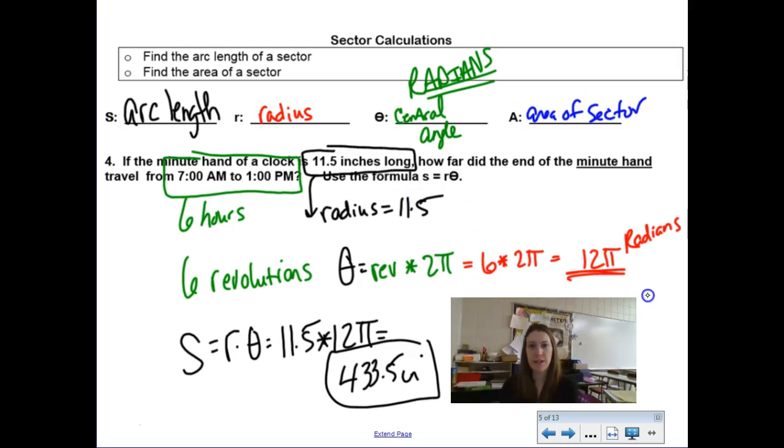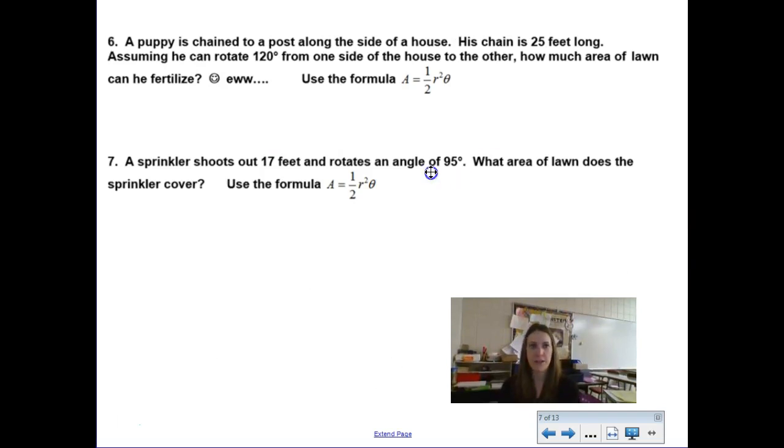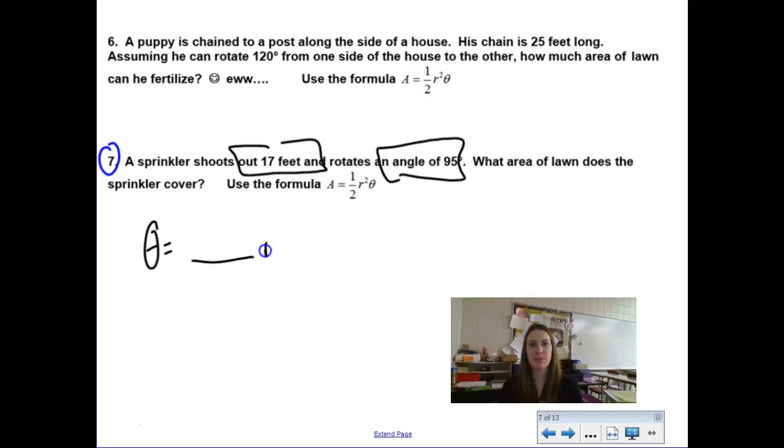All right, I'm going to skip the next clock question because it's the same, so please try it yourself. And then I'll do one of these area of a sector questions. I'll do the sprinkler one this time because everyone groans about the puppy fertilizing question. Our sprinkler shoots out 17 feet and rotates at an angle of 95 degrees. So there's going to be a blank in your test that says theta equals something radians. And then it's going to say like radius equals. So the radius is how far out the water is going to shoot.